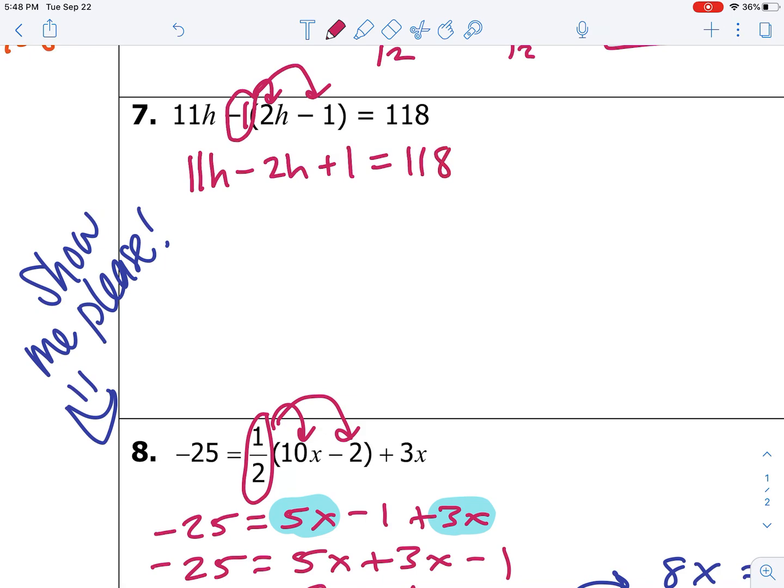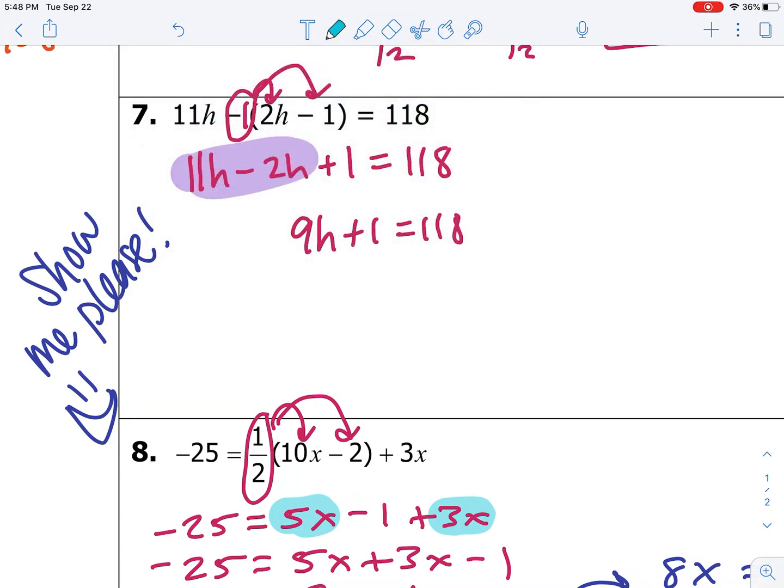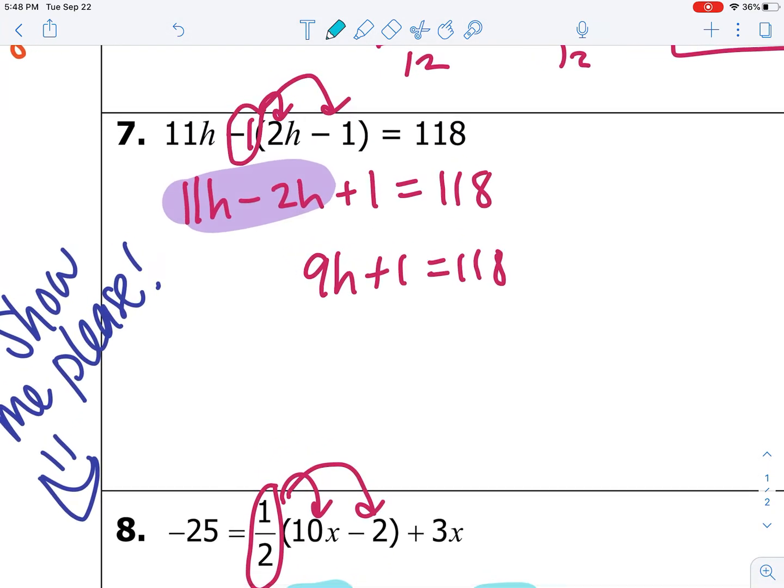So after we've distributed, we're looking for like terms. We have some like terms that are already right next to each other right here. 11 minus 2. What is 11 minus 2? 11 minus 2 is 9h. From here, we just have to solve. So what do we need to do next in order to solve this equation? The next thing we need to do is subtract 1 from both sides.